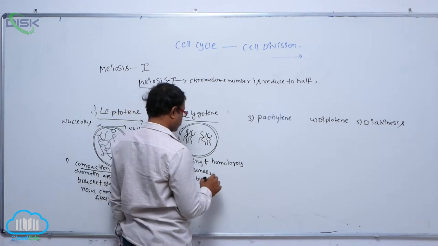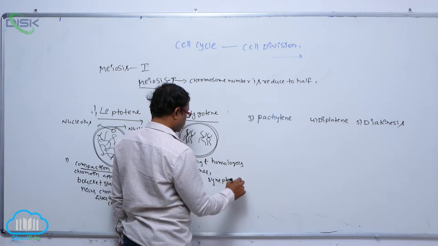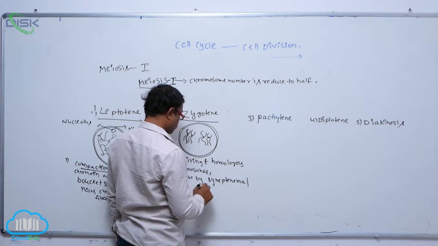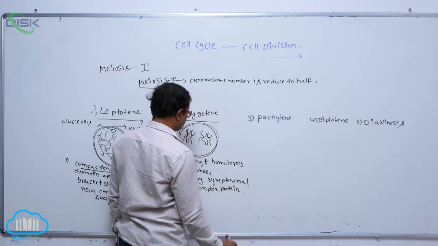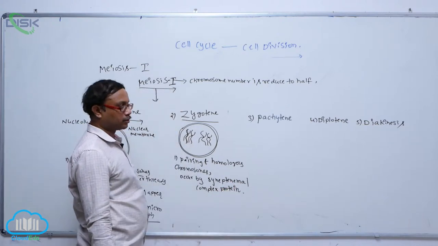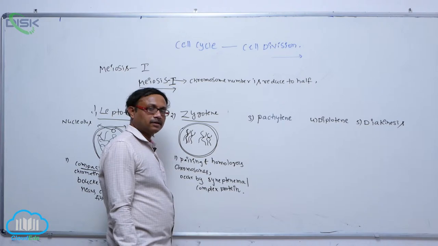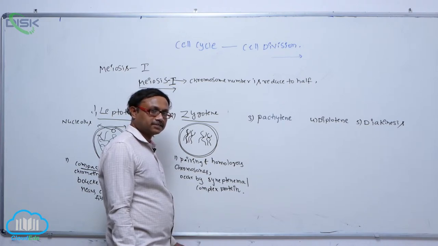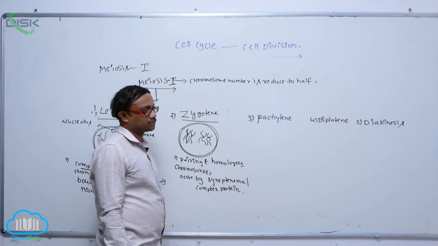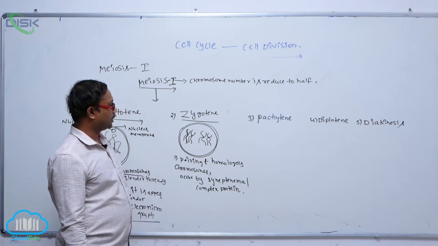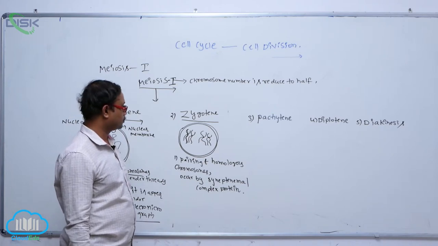by synaptonemal complex protein. Homologous chromosomes means chromosomes that appear morphologically and structurally similar, so they are known as homologous chromosomes.